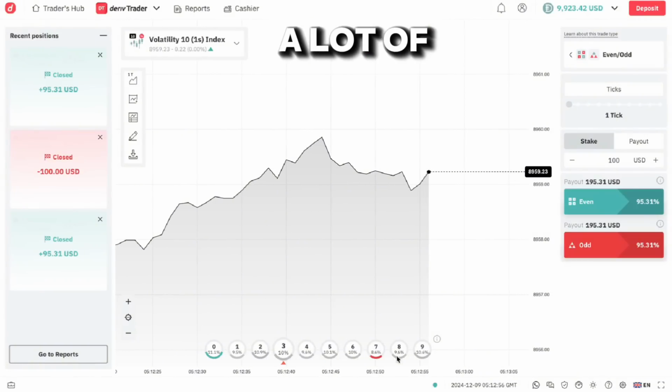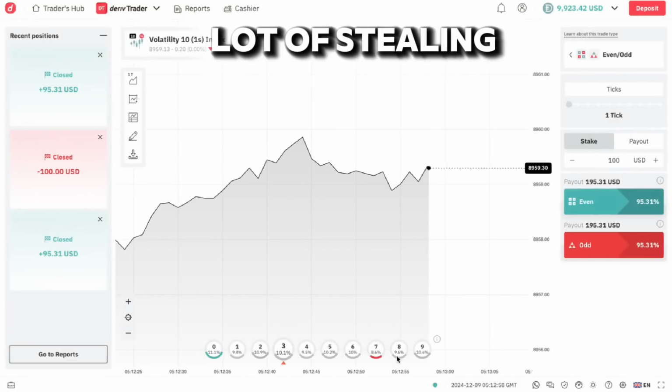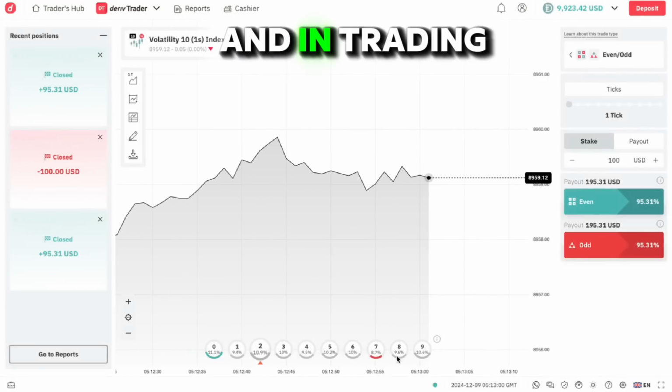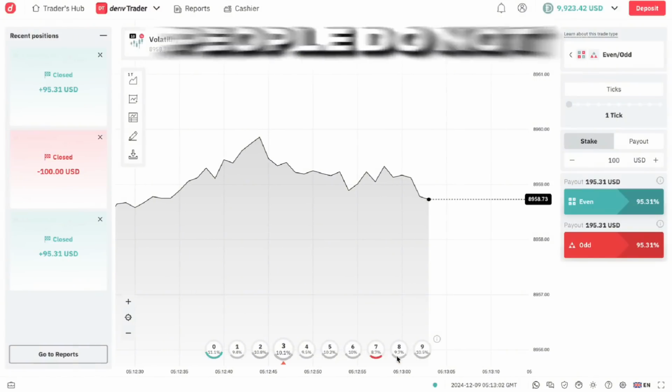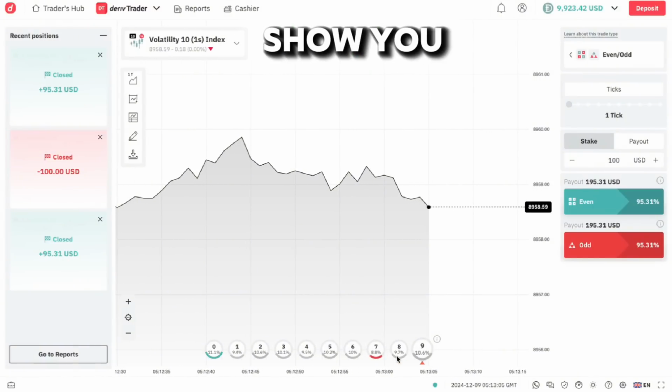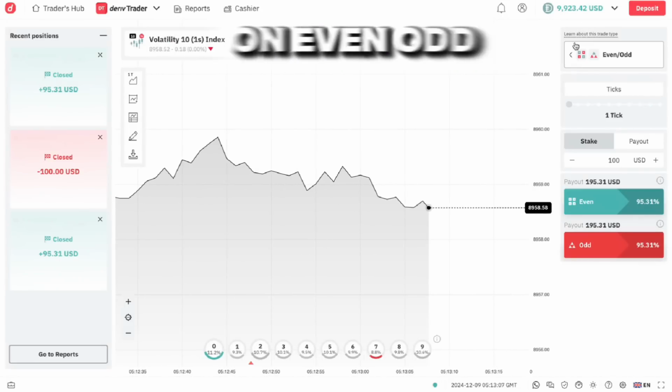And there is a lot of scamming and there's a lot of stealing in these platforms, and in trading especially. A lot of people do not make money the way they show you. Anyway, that's all on even odd.